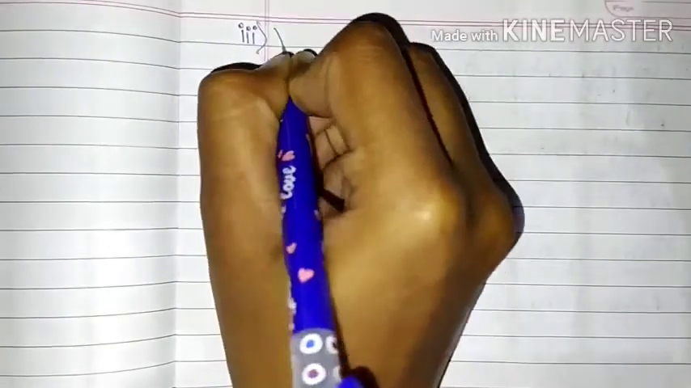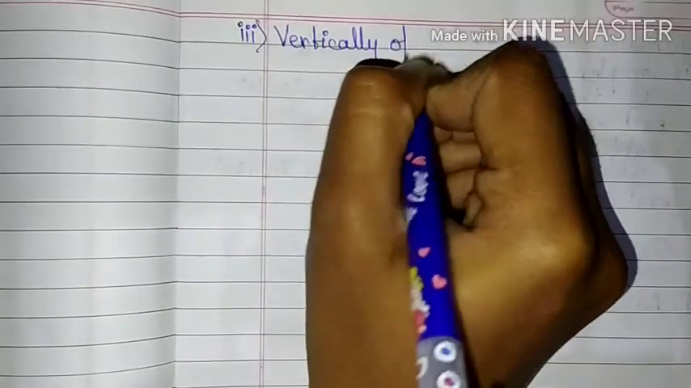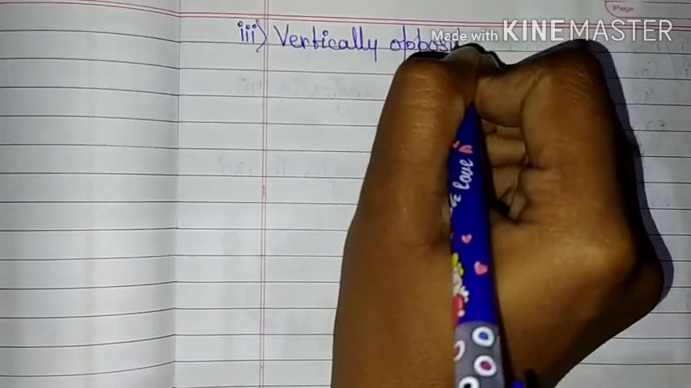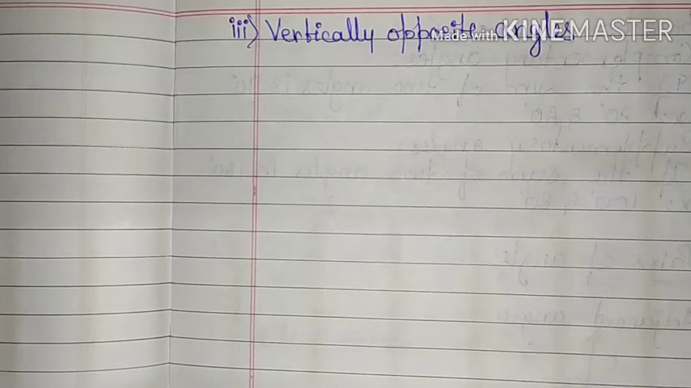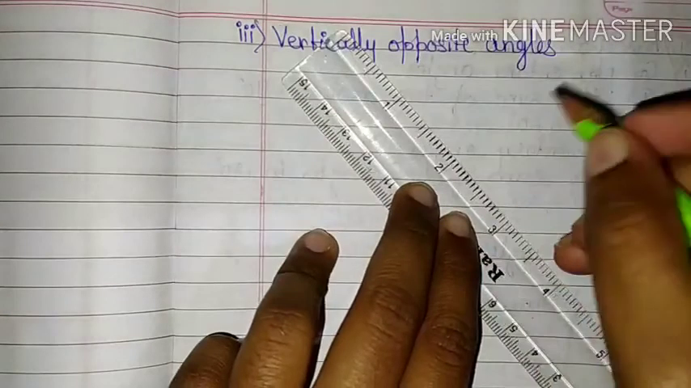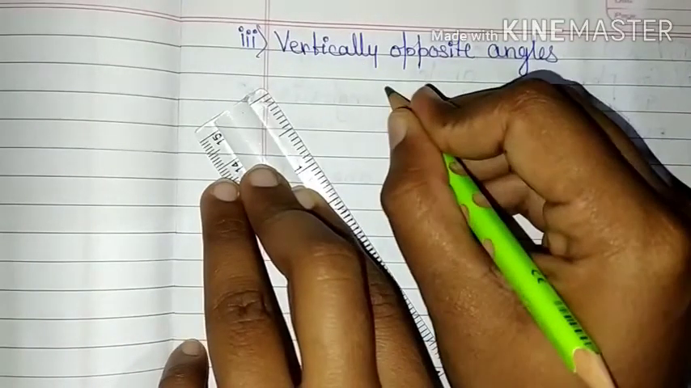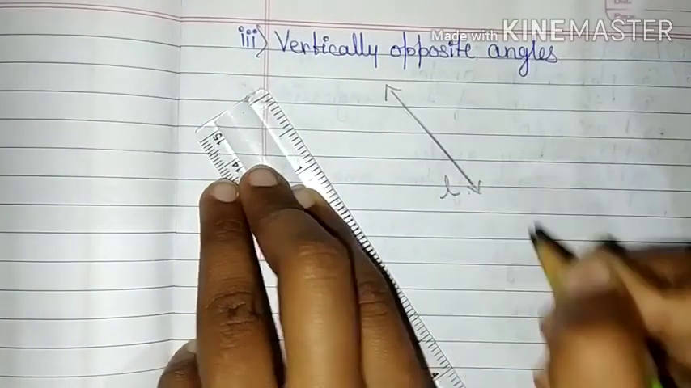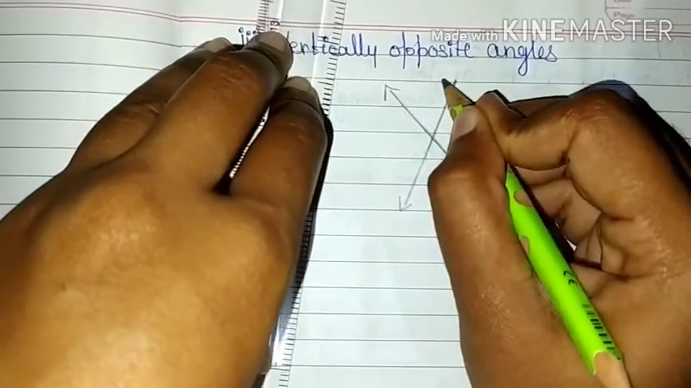The third type of pairs of angles is vertically opposite angles. These types of angles are formed when two lines intersect each other. If I were to explain it with a figure, this is our line l, small letter. We'll use small letter denotations for lines. This is our line l and this is our line m.